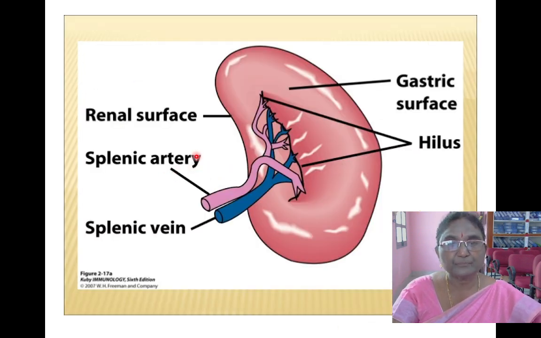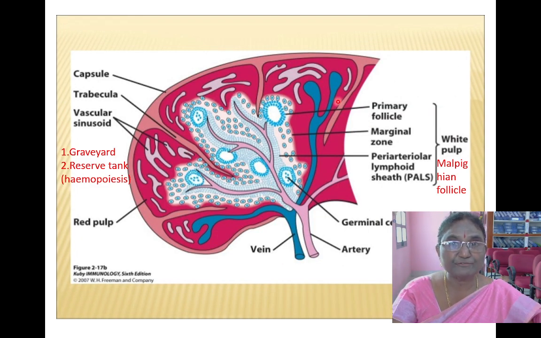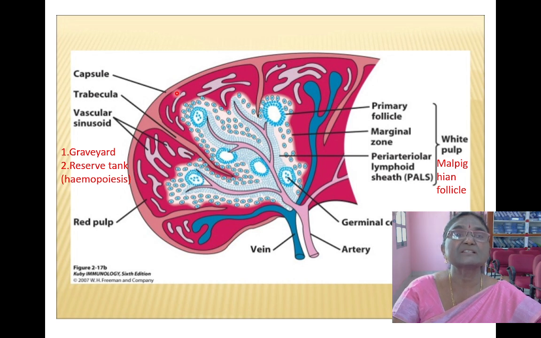The second organ is the spleen. It is a solid encapsulated organ placed in the upper abdominal cavity just below the stomach, close to the diaphragm. Here also there is a hilus through which the artery goes in and the vein comes out. Now we can see the transverse section of the spleen. The organ is encapsulated, and the capsule penetrates into the inner tissue to form septa or trabeculae.